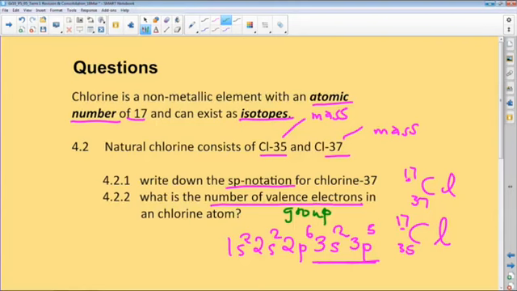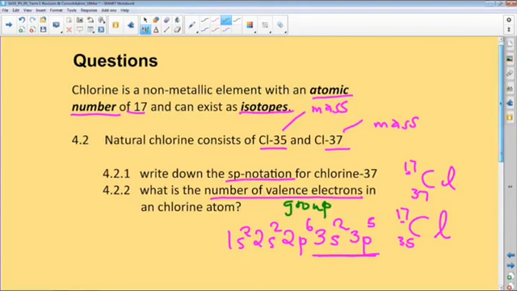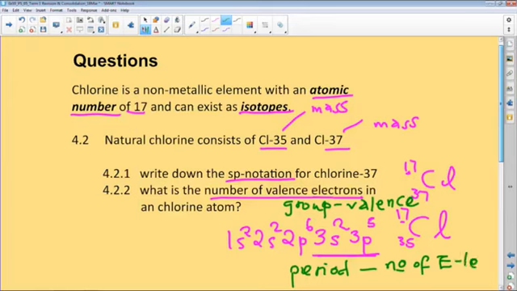Having said that, it's very important to also know that the period has to do with the energy level. So group is valence, and period has to do with the number of energy levels. Elements in period 1 have got 1 energy level, period 2 has 2, and so forth.